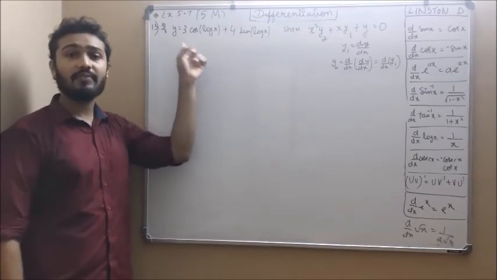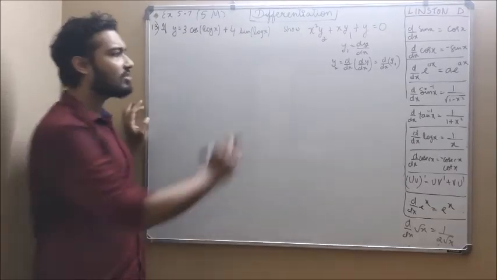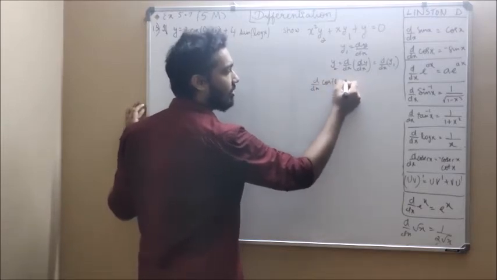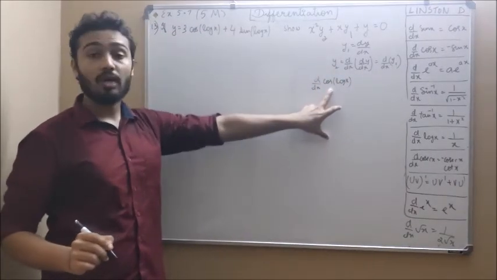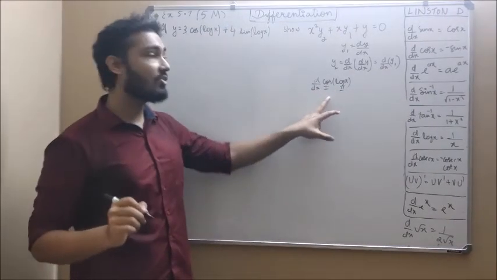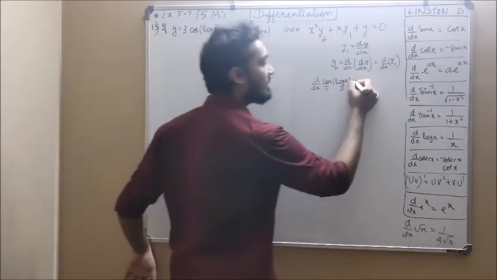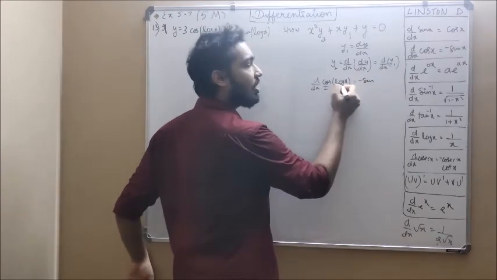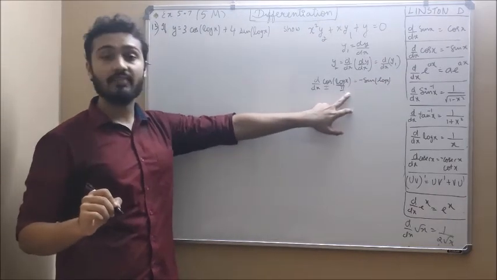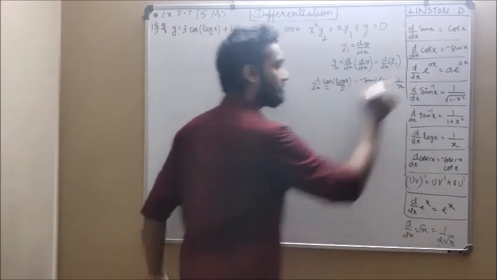Now we have to get y1 and we have to get y2. First, for that we have to differentiate this. What is differentiation of cos of log x? Now this is a composite function. This is the first function, this is the second function. So first we have to take the differentiation of cos. Differentiation of cos is minus sin. Instead of x there is log x, so minus sin log x. Next what we have to do? Chain rule. We have to differentiate log x. Differentiation of log x is nothing but 1 by x.